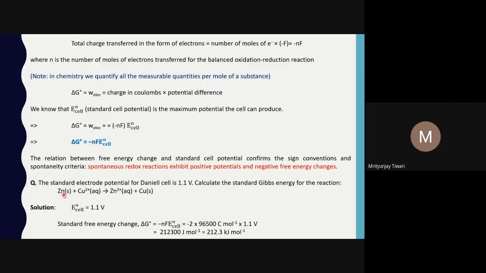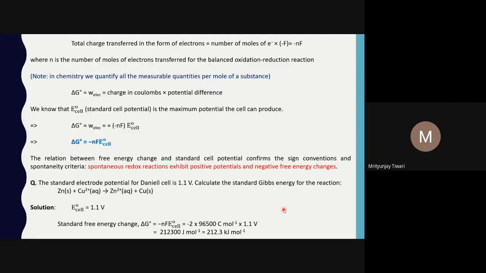Let us look into this question. The standard electrode potential for Daniell cell, and this will be based on this formula, is 1.1 volt. Sometimes the reduction potentials for the zinc electrode and copper electrode will be given, and from there you can find out the electrode potential of the Daniell cell. But in this case, the value is directly given: the standard cell potential for the entire cell, not for one electrode.